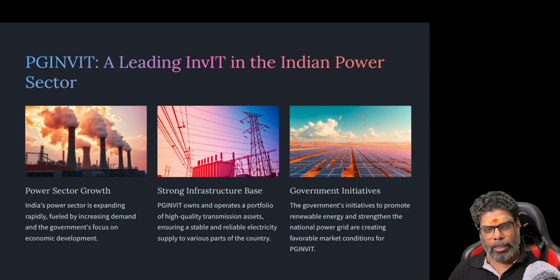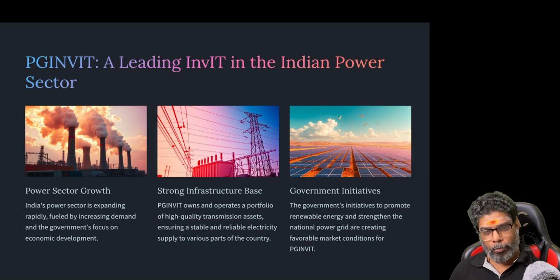Okay. In that case, India is still growing. It has a lot of potential to grow in this particular area. So in the future, there is going to be a very high level of demand for power. For that, they need a very strong base. So PGInvIT is supporting in creating a stable base for the future power. The contracts for these power transmission lines are for a minimum of 25 to 30 years.